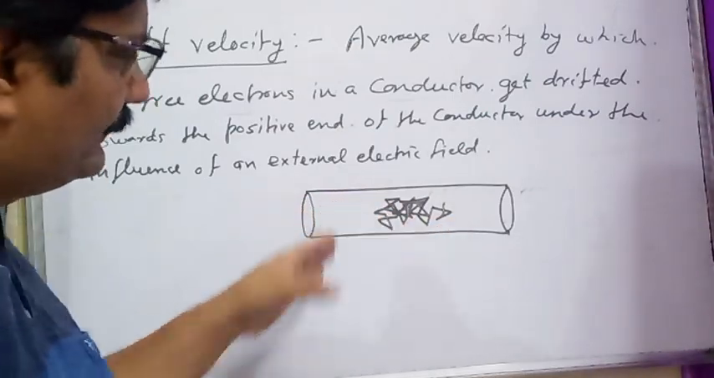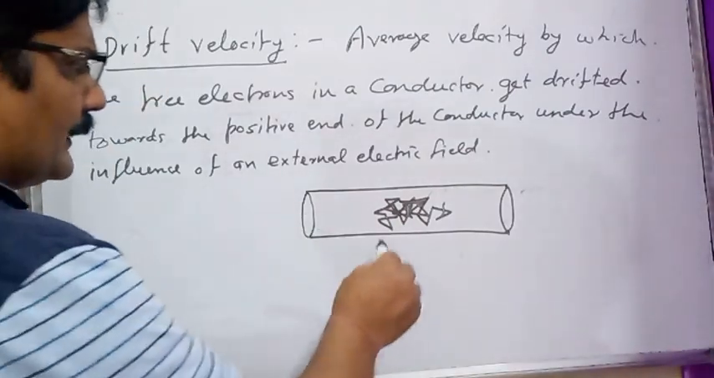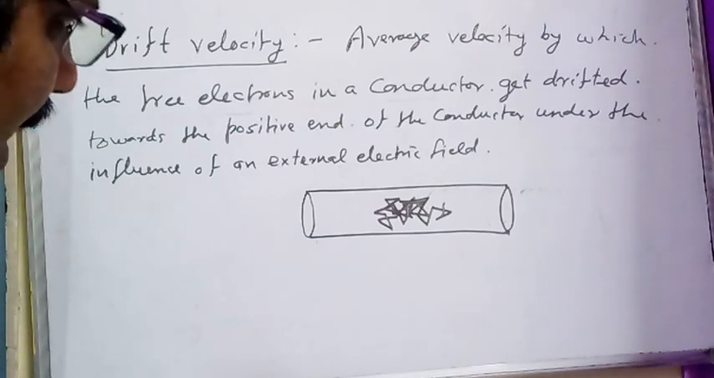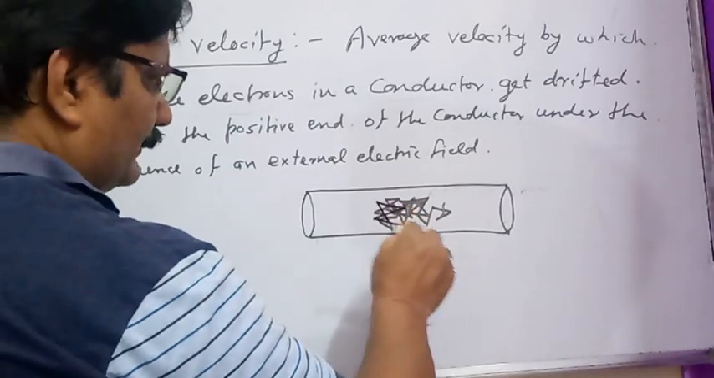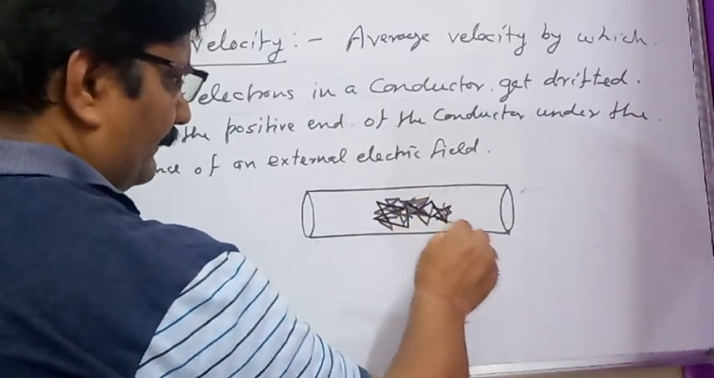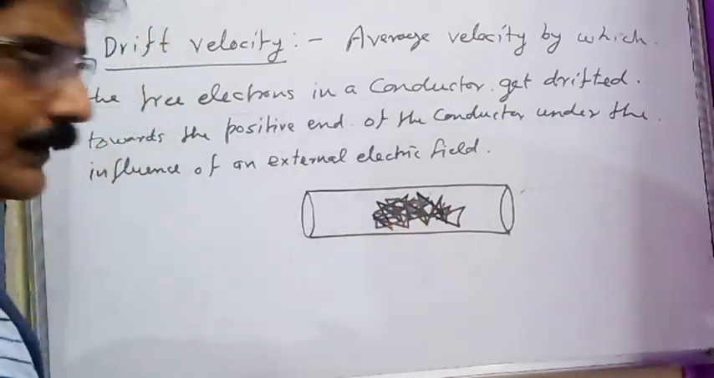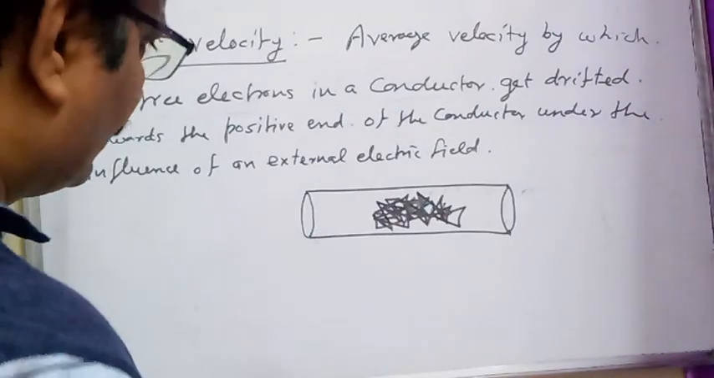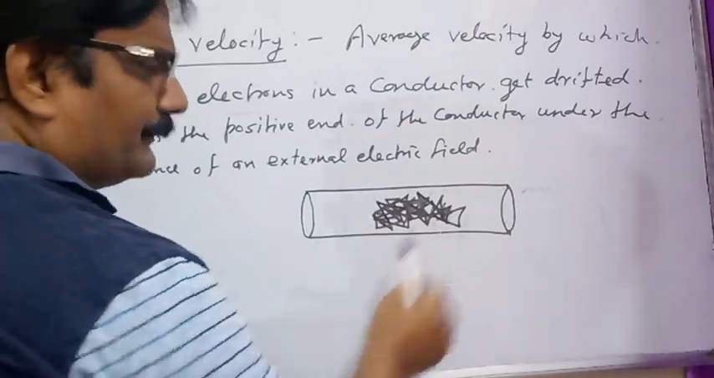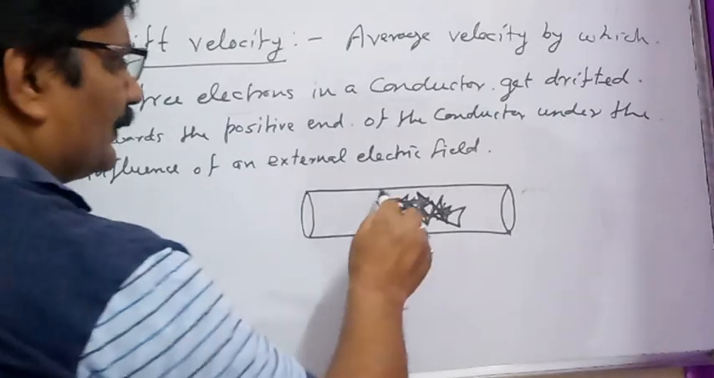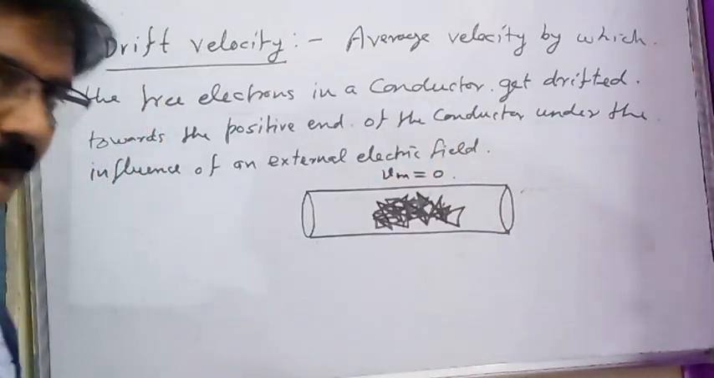Suppose this is a metallic conductor. And what is drift velocity? So in a metallic conductor, free electrons remain in the state of random motion, or continuously these electrons are moving in different directions, colliding with each other and changing their direction and moving. But what is going to be the mean velocity of free electrons in the conductor? In this condition, when no electric field is applied across the ends of the conductor, or no potential difference is applied across the conductor, the mean velocity of the free electrons is going to be 0.